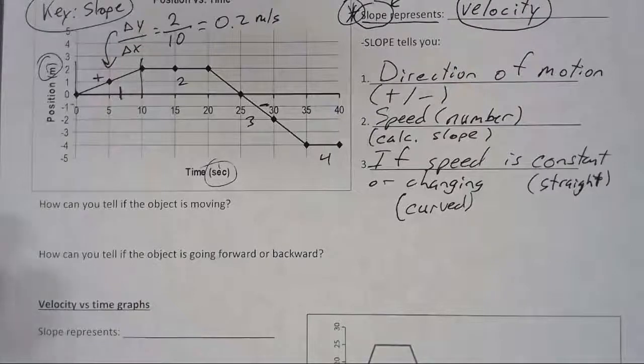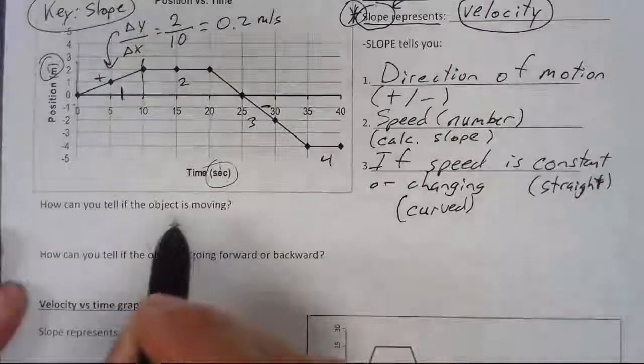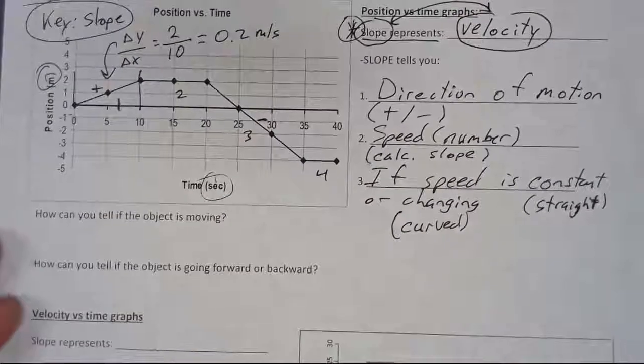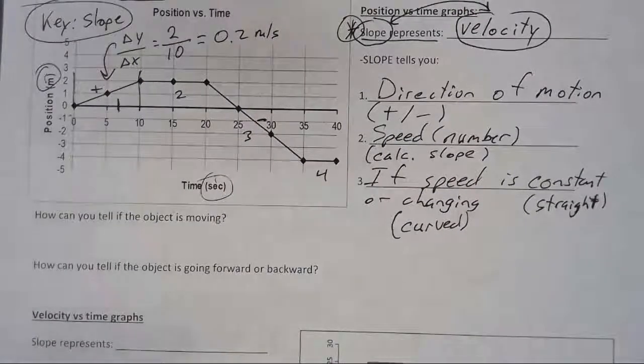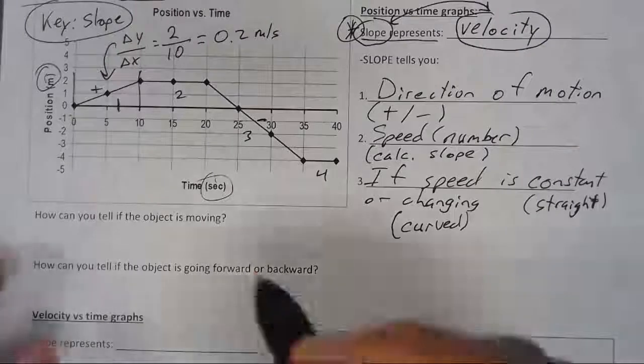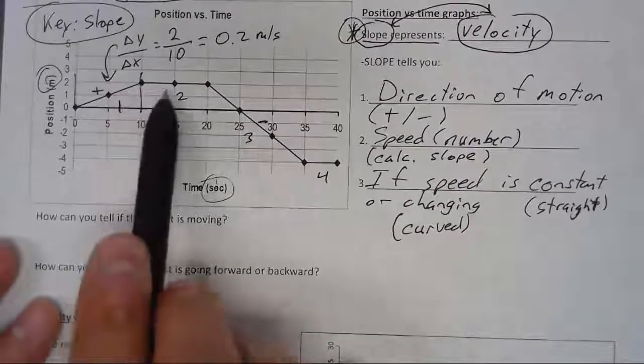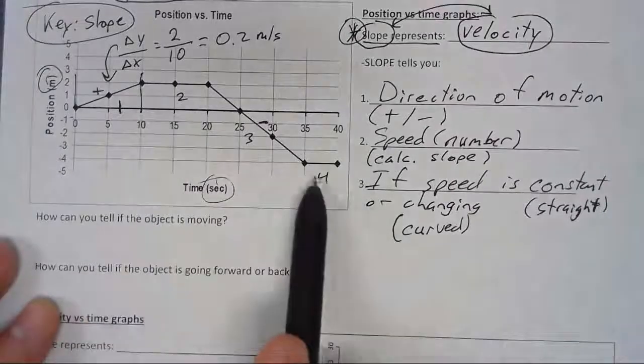Okay, how can we tell if the object is moving? Well, it might help if we kind of think about the opposite question. How can we tell if the object is not moving? Again, everything in this graph is going to be in terms of the slope. So if the object is not moving, what's going to be the slope? Well, if you're not moving, your velocity is 0. Therefore, the slope will be 0, which would be something like this. So it's not moving in 2 or 4.